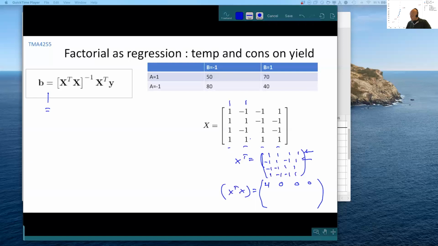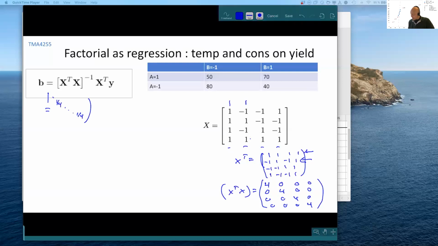If we multiply this one now with 1, we get 0. If we multiply it with itself, we get minus 1 squared plus 1 squared plus minus 1 squared, etc. So this is also 4. So this is a diagonal matrix because the columns of X are orthogonal. So that means here, what do we get? Well, we get 1 over 4 on the diagonal here.